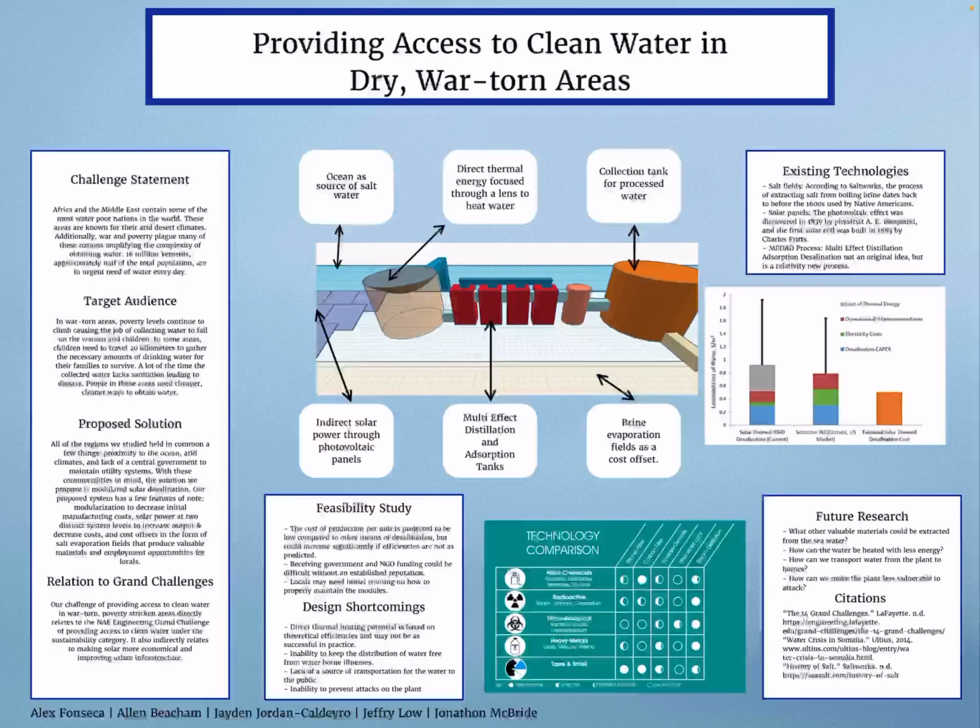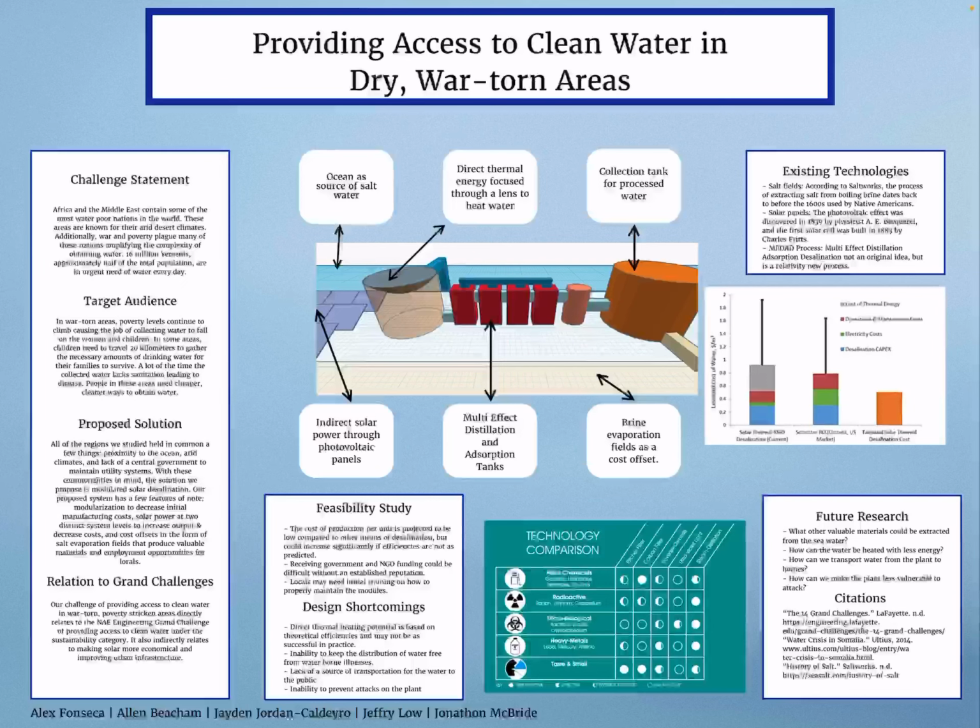The challenge we are addressing with our project is providing access to clean water to those in dry, war-torn, and impoverished areas. The target audience for our proposed solution includes impoverished people in nations such as Yemen, Gaza, and Somalia. These regions are all close to the ocean, yet lack widespread utilities due to ongoing conflicts. In Yemen, for example, nearly half of the population lacks access to clean and drinkable water.